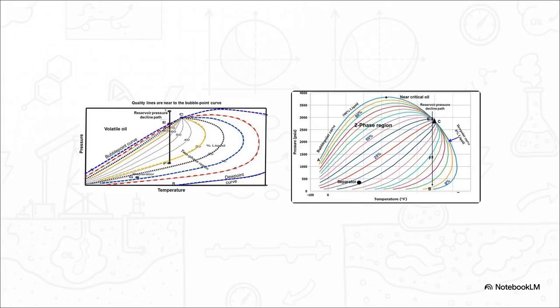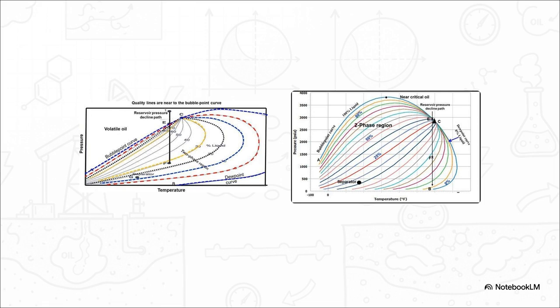Now what's really fascinating is how the shape of the map itself changes for different kinds of oil. So take a look at the diagram on the left. That's for a volatile oil. See how those lines inside the dome, we call them quality lines, are all bunched up near the top? That's a huge clue. It tells us that even a tiny drop in pressure is going to cause a massive amount of gas to bubble out, which means huge liquid shrinkage.